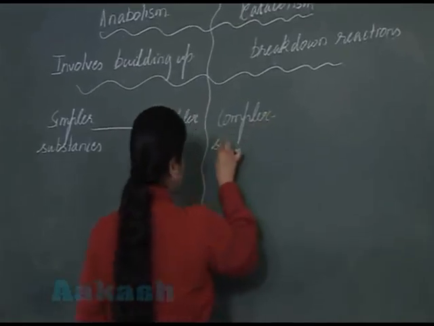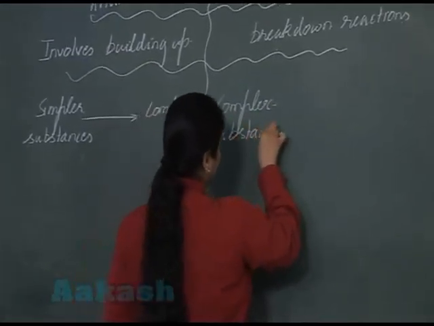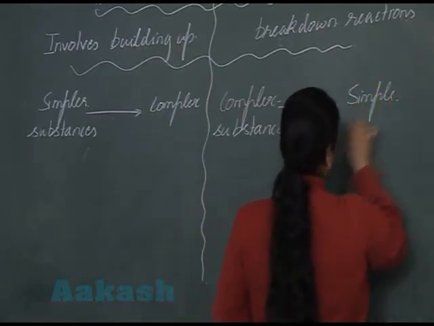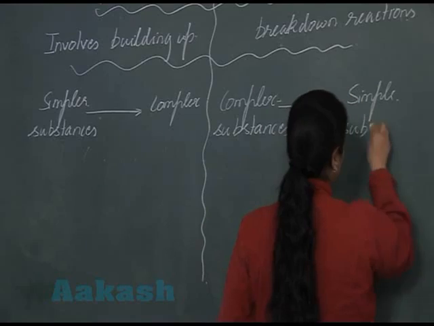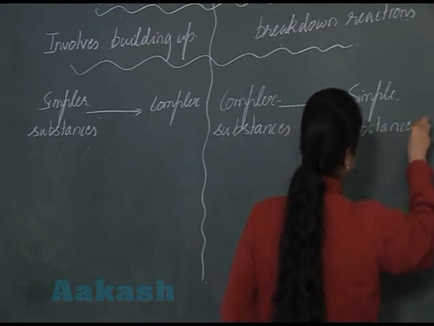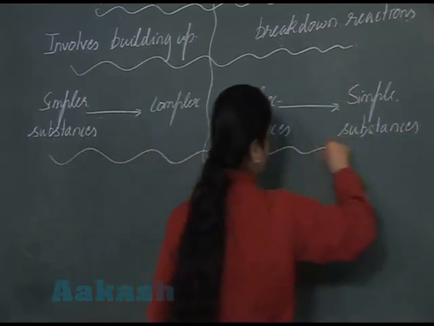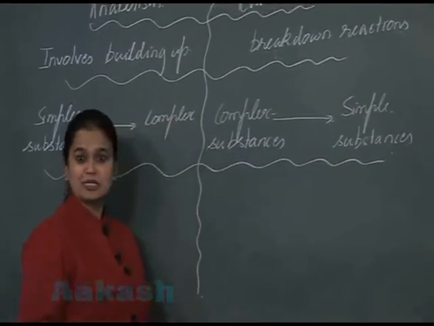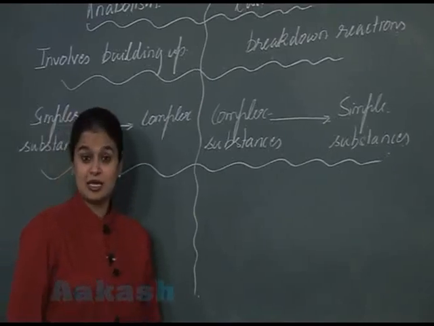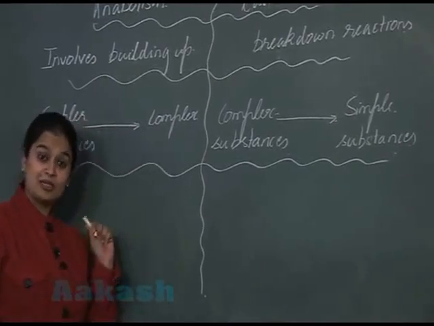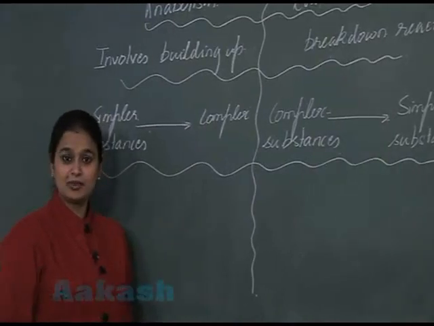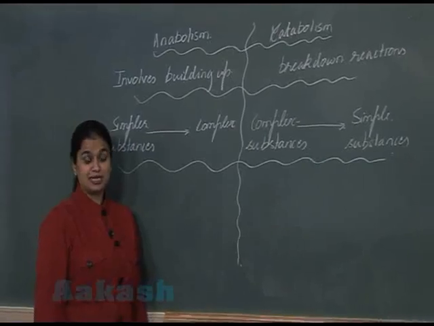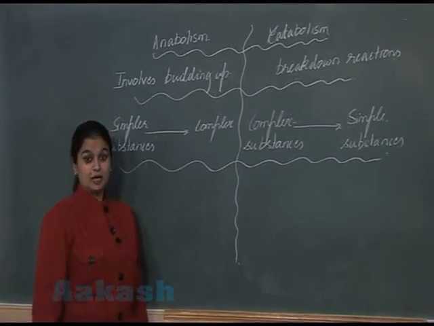Complex substances, after the breakdown, result in the formation of simpler substances. Yes, can you cite certain examples which you have studied in the previous classes with respect to catabolism and anabolism? Yes, in anabolism, one process you have studied is photosynthesis.